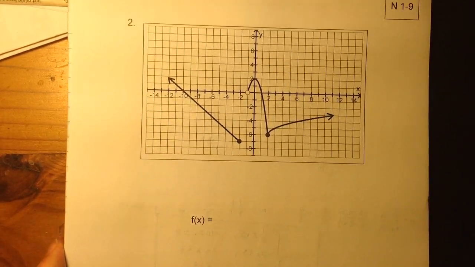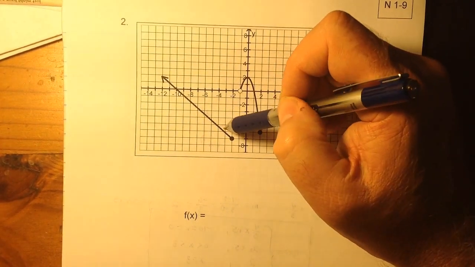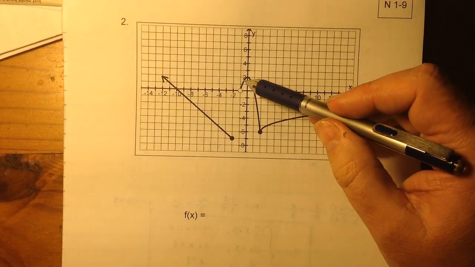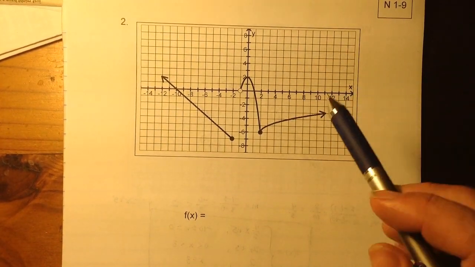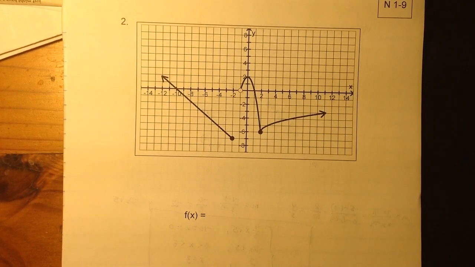Number 2. Okay, again, this time I only have 3 pieces. Makes it a little bit easier. I've got a line here. I've got a quadratic, it looks like, here. And then this looks like a root. And you kind of need to be able to recognize these things. It's very helpful if you can recognize these things.